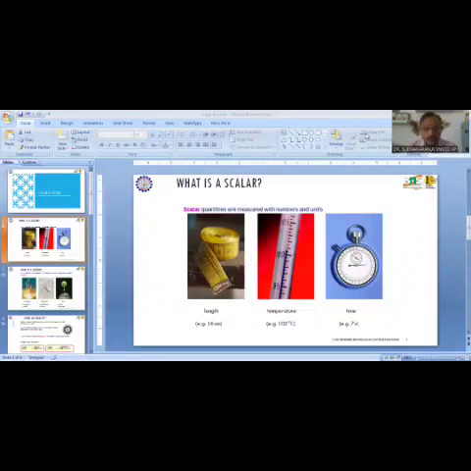Welcome back to the video lecture series on the subject engineering mechanics. So today we are going to see another important concept that is called a scalar and vector. So what is a scalar quantity and what is a vector quantity?